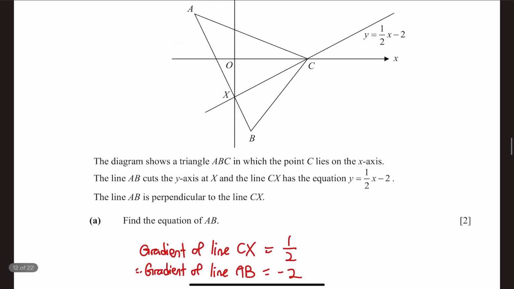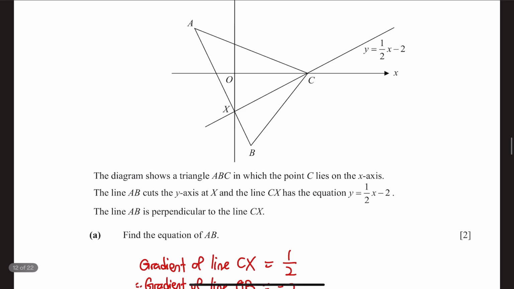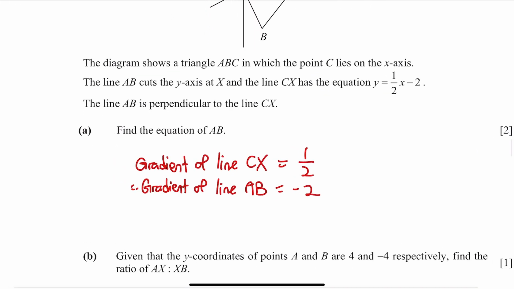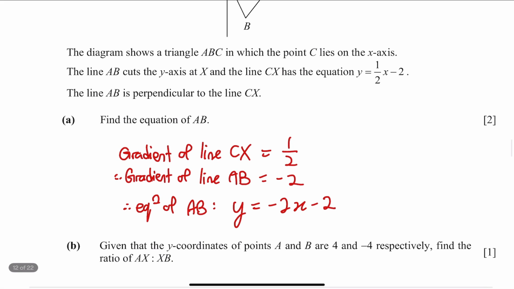Okay, and therefore I know that based on y equals mx plus c, the y-intercept is -2, which means this value here is -2. Therefore, for line AB, the gradient is -2 and the y-intercept is -2. So very simply, the equation of line AB is y equals -2x minus 2. Okay, this is for part A.